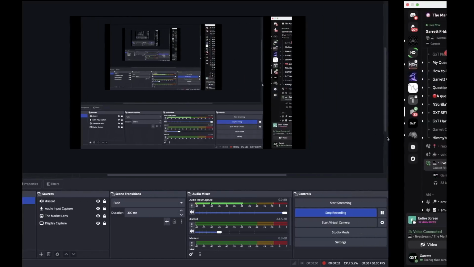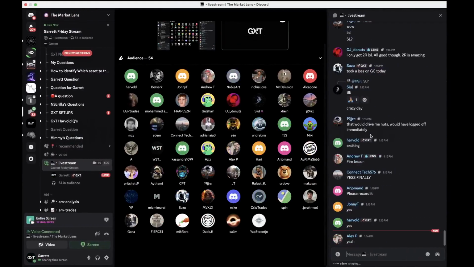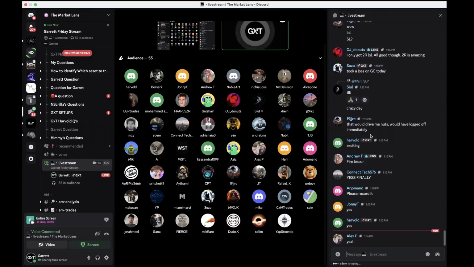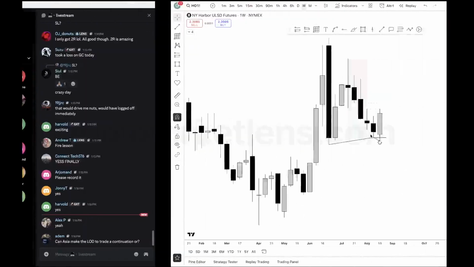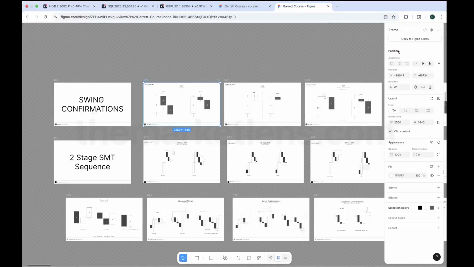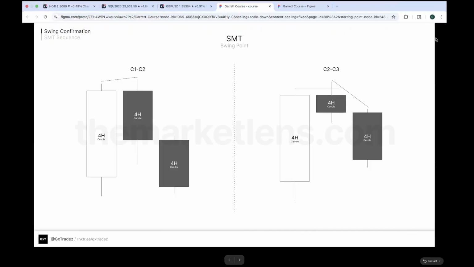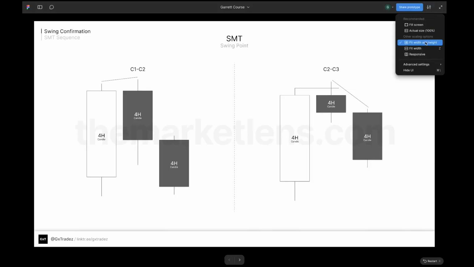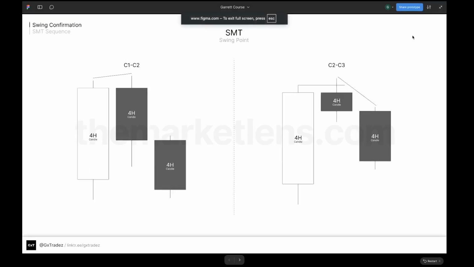All right, today, guys, we're going to go over SMT confirmations, or swing confirmations, sorry, and then how to filter out first stage, second stage SMTs, and just SMT sequences in general. So let's go ahead and get into that right now. This will be a lesson, and then I'll provide some examples, and I'll go over a few questions, if any at all. So now, let's go ahead and start.